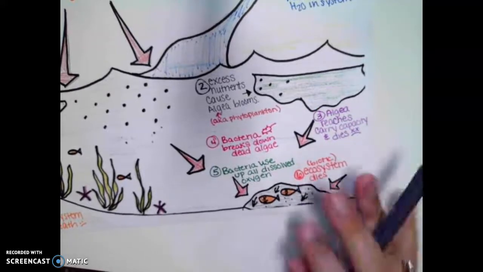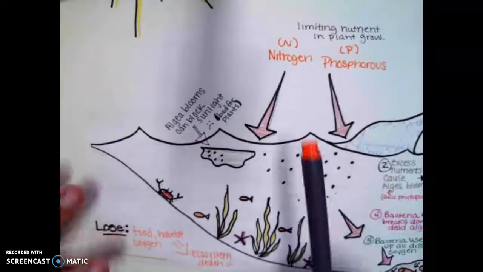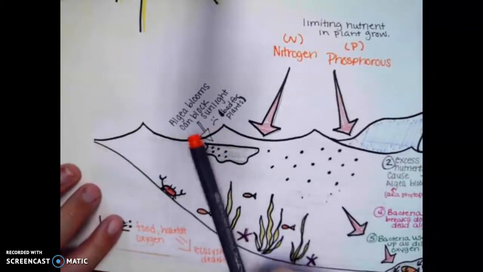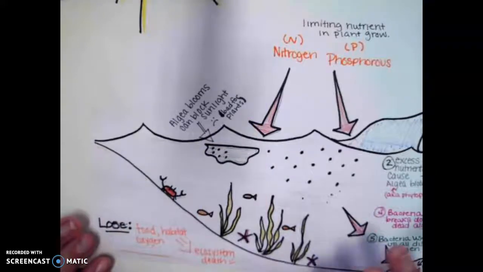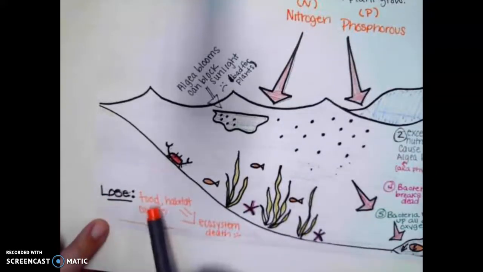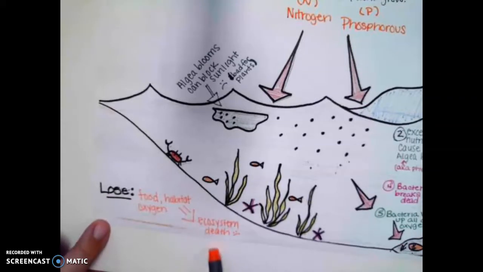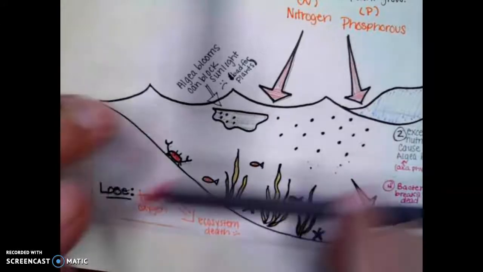the ecosystem will die. Some other bad things that happen, at the very least, is that algae can block the sunlight, which is bad for plants because remember, they need sunlight to do photosynthesis. Losses are food, habitat, and oxygen, and eventually ecosystem death. That is it. That is eutrophication in a nice, easy lecture.